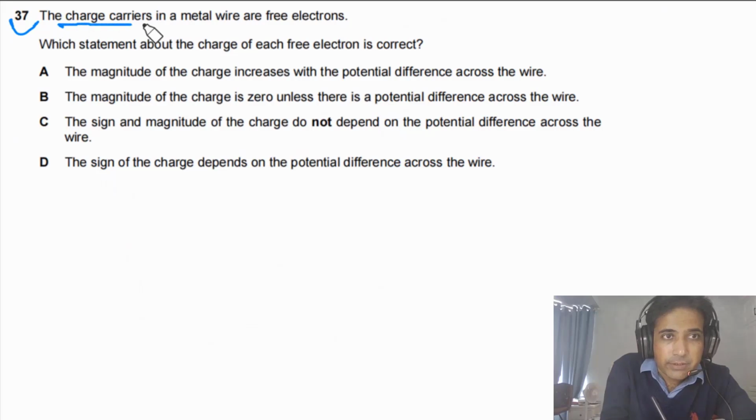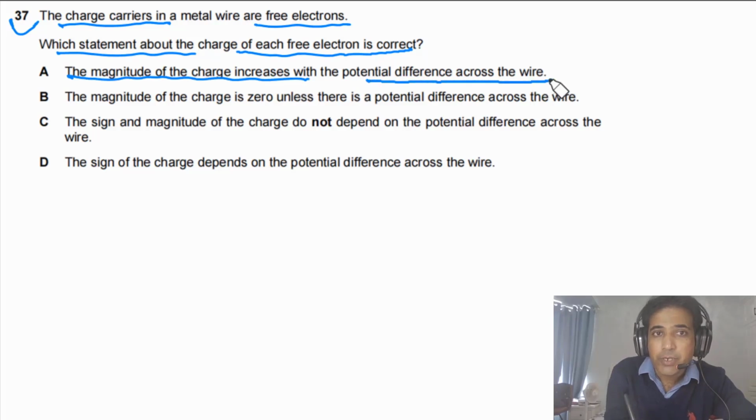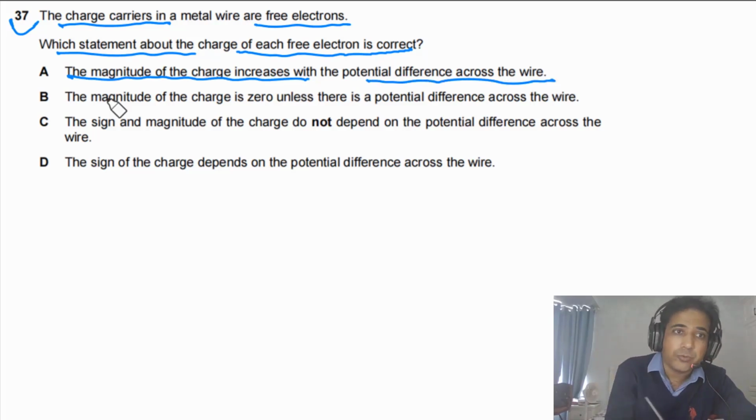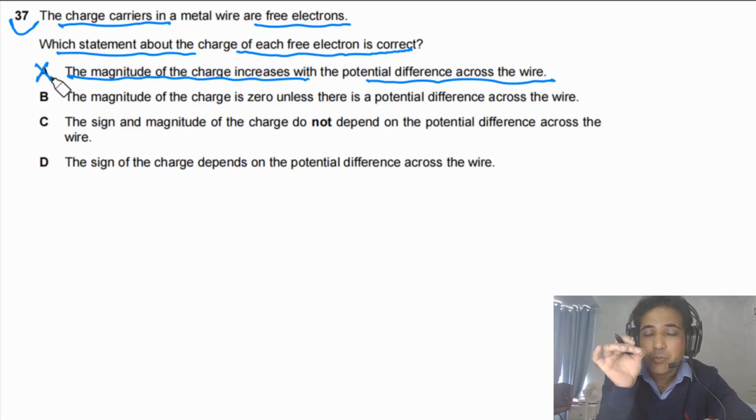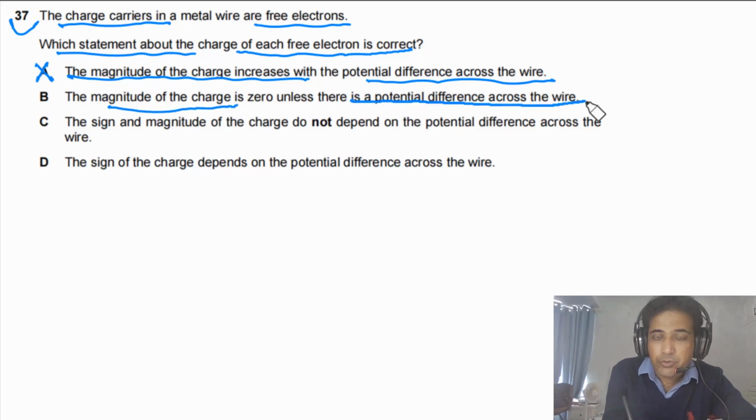Question 37 says the charge carriers in a metal wire are free electrons. Which statement about the charge of each free electron is correct? The magnitude of the charge increases with the potential difference across the wire. It does not depend on potential difference, because charge is an intrinsic property of the electron. The magnitude of the charge is 0 unless there is potential difference across the wire.